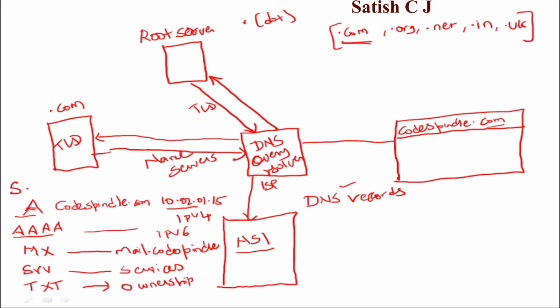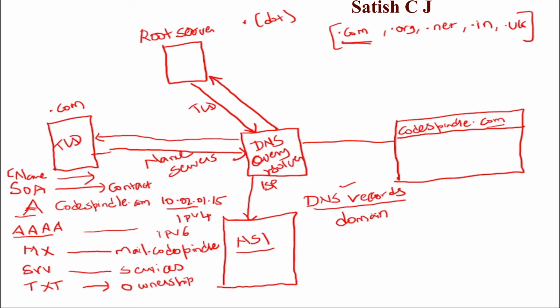We also have SOA records. Start of authority records are mapped to the actual contact points or the administrators who are in charge of managing that specific domain information on the name servers. So start of authority, A, quad A, MX, service, text, and there's also the CNAME record, which is used for maintaining aliases. So if you create an alias for your domain, that will be maintained under CNAME. All these are called DNS records, and all these records are maintained for this domain, codespindle.com.